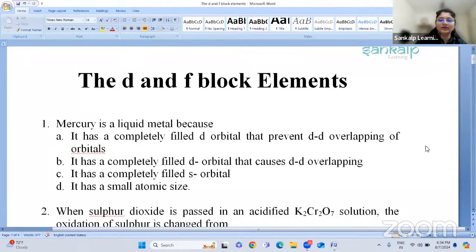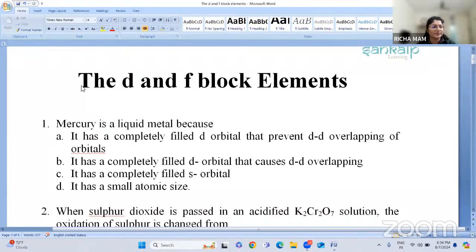Fine. So already we have discussed the important notes on this particular chapter. So I'm not going to go into detail with the synopsis. Okay. So directly we are going to start with the questions. I hope you have revised D and F block elements. Okay. So let us start.